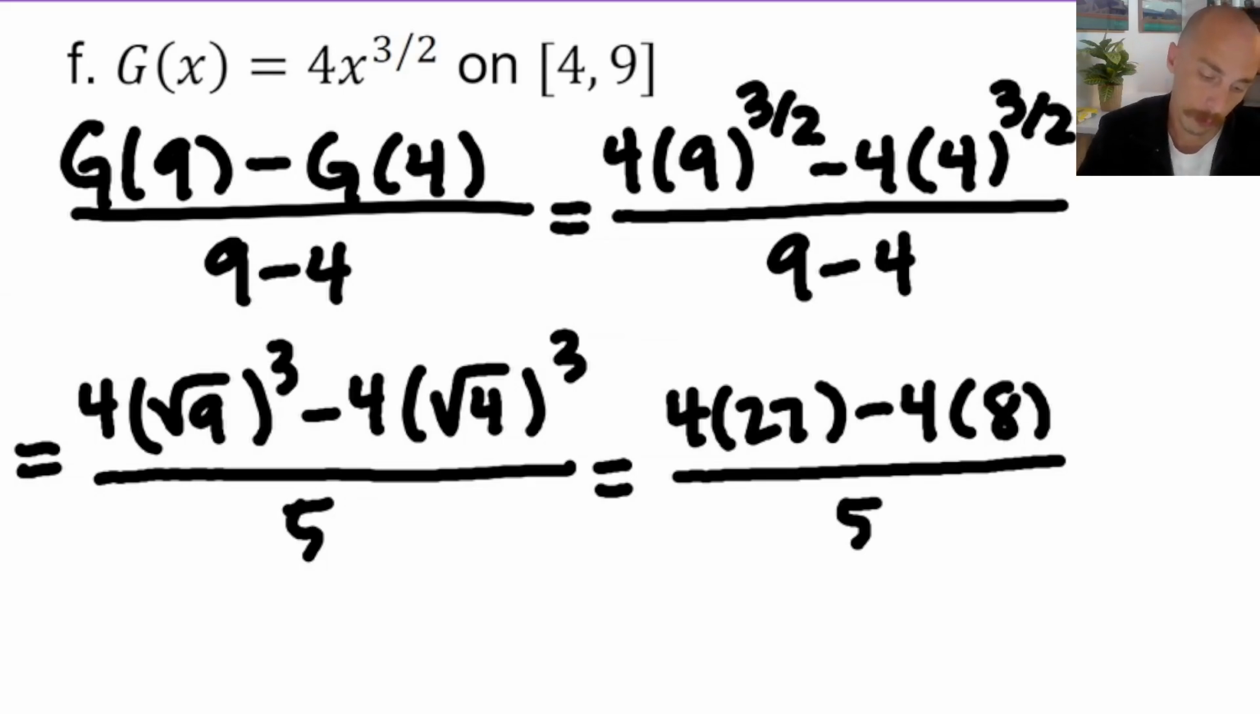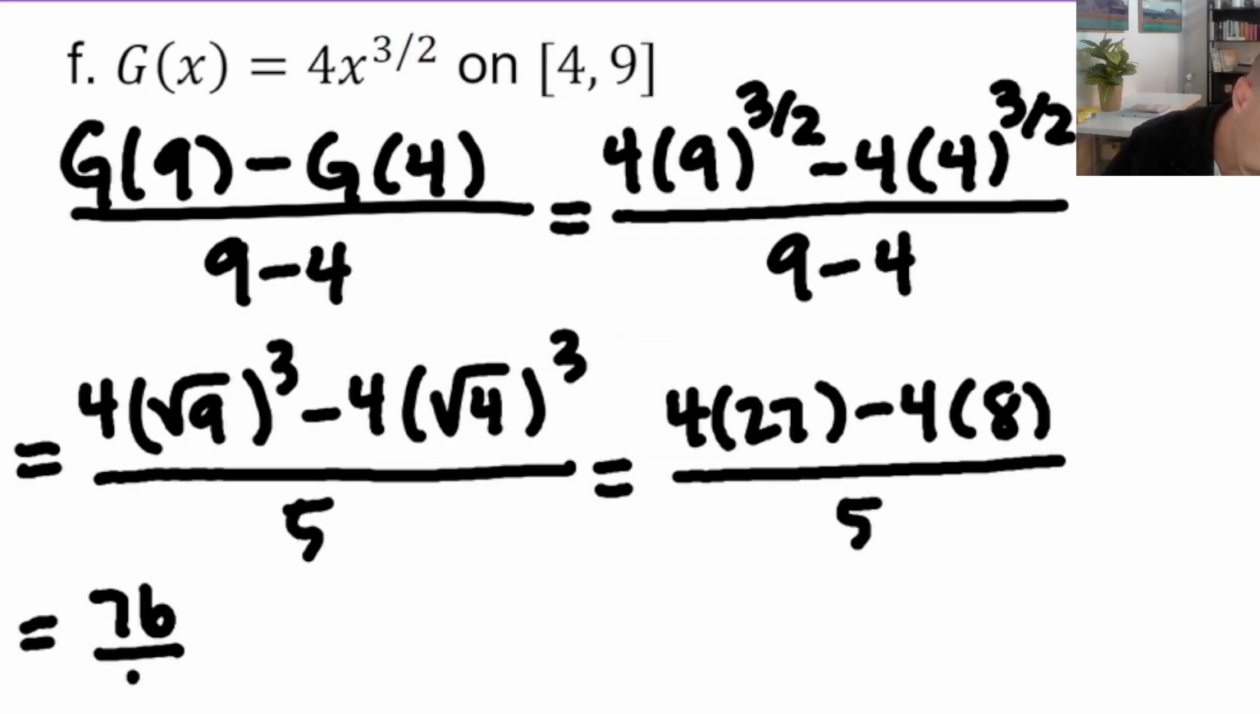All right, well, 4 to the 27. I mean, not 4 to the 27. I definitely can't do that, but 4 times 27, that would be 108. Yeah, 12 times 9, that makes sense. All right, so 108 minus 32, I think is going to be 76. So I'm going to call that 76 divided by 5.